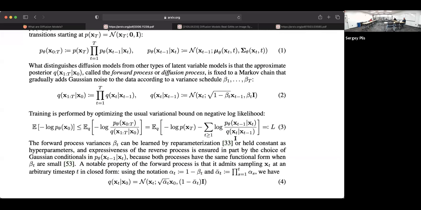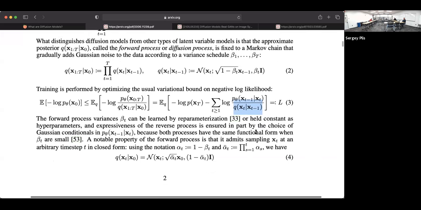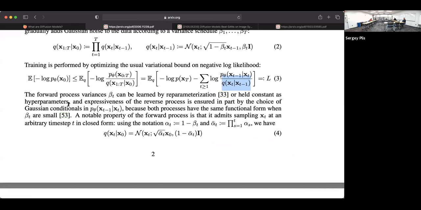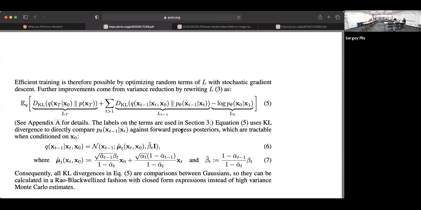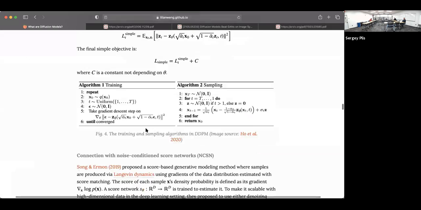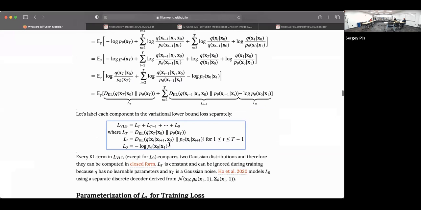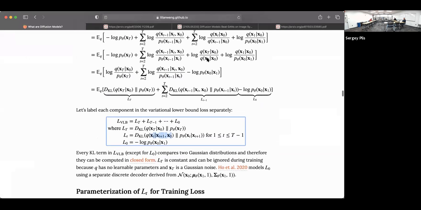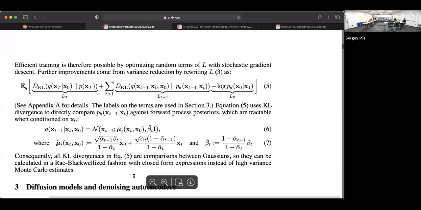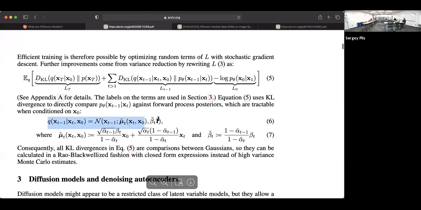Yeah, it looks weird because here they have the correct Q direction. This is correct. So what they say here is the forward process variances are constant, and the expressiveness of the reverse process is ensured in part by the choice of Gaussian conditionals. And yeah, it looks to me like a mistake, maybe. I can look here, if they changed something here. This is the block, by the way. Let's actually copy. They also took the exact same. Yeah, that's a good question. Oh, here.